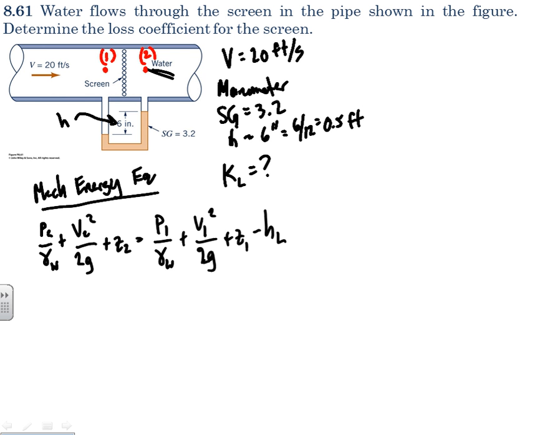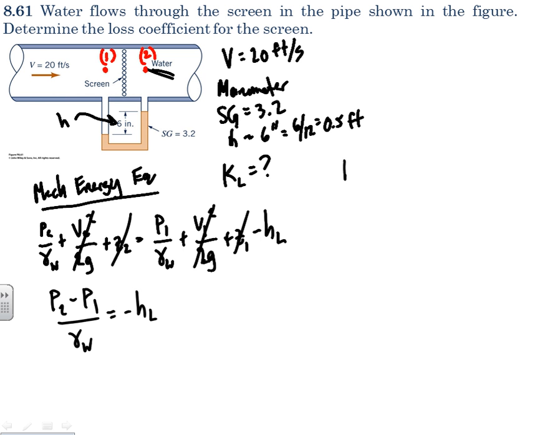The flow going through the pipe, we're told, is 20 feet per second. There's no area change, so continuity tells us that the velocity has to be the same at locations 1 and 2, so I can get rid of these terms because they'll be equal. There's no change in height between location 1 and 2, so Z1 equals Z2. That will go away, and we'll be left with P2 minus P1 over gamma of water is equal to minus the head loss.